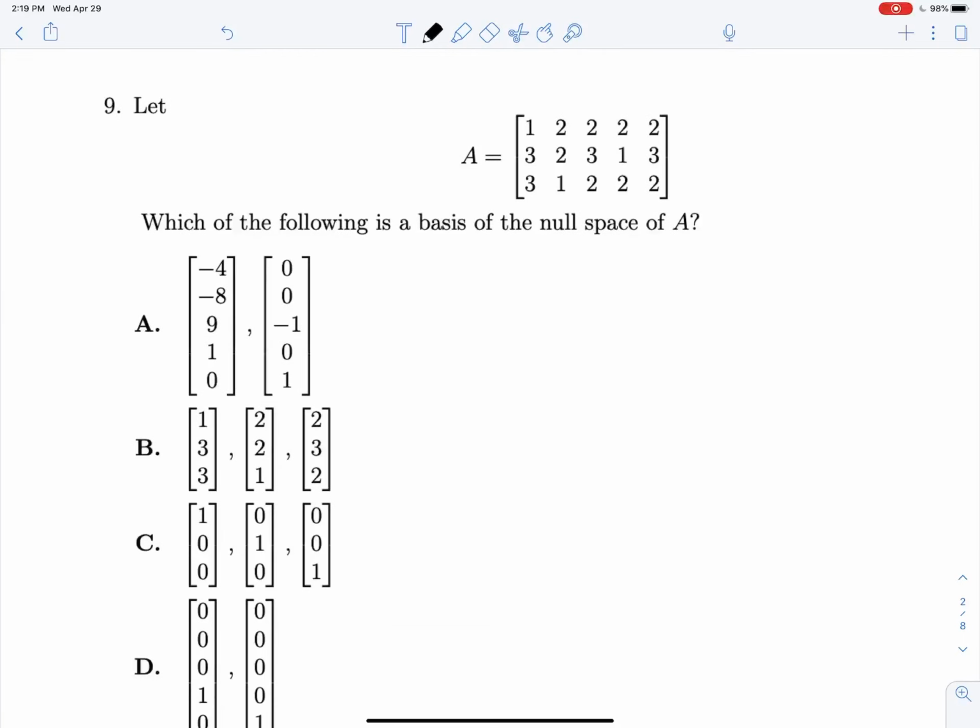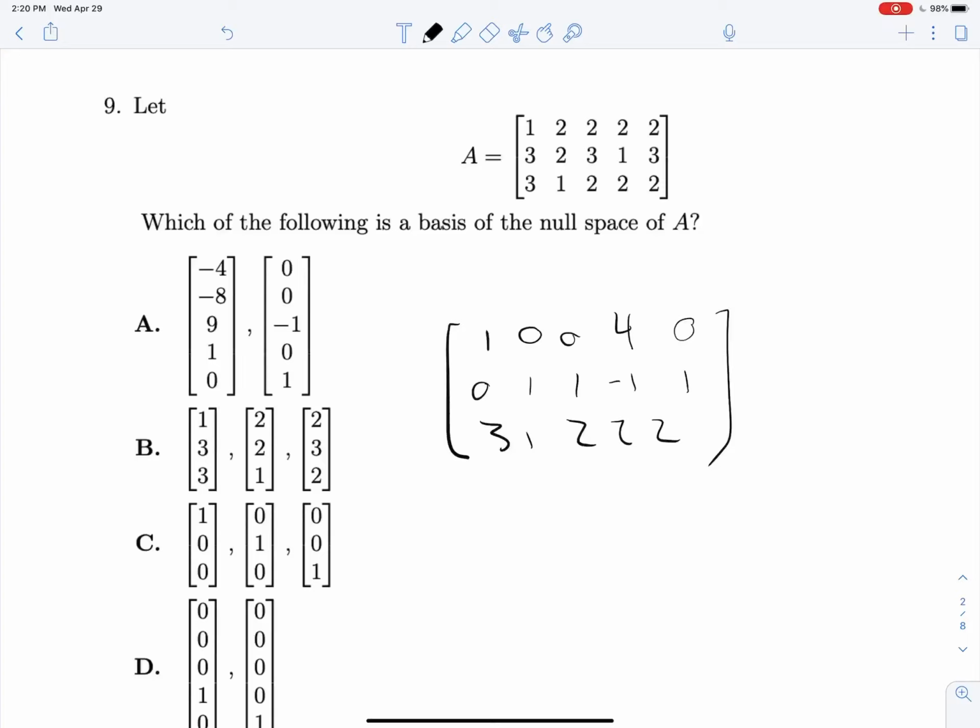9, let's find a basis for the null space of A. More row reduction time. So 1, 2, 2, 2, 2, 3, 2, 3, 1, 3, 3, 1, 2, 2, 2. Let's subtract row 3 from row 2. Minus 3 here is 0, minus 1 is 1, minus 2 is 1, minus 2 is negative 1, minus 2, we get 1. Let's subtract 2 row 2s from row 1. That gives us 0, 0, 4, 0.